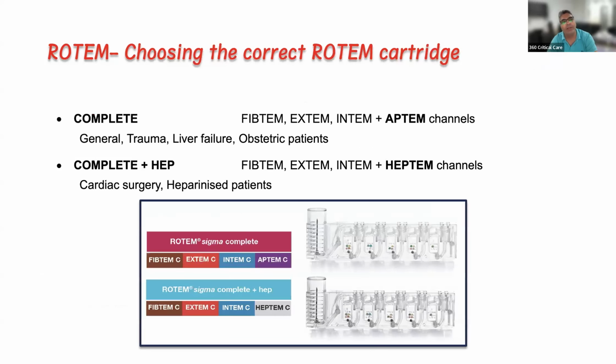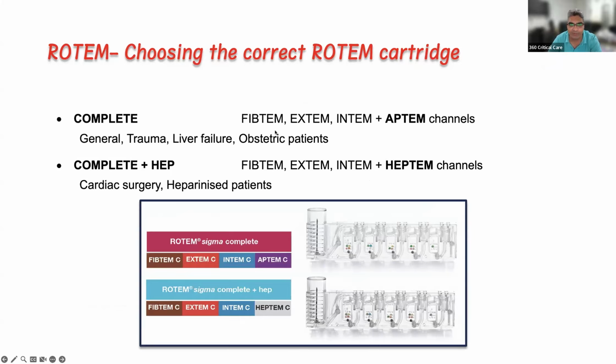Now, there are two types of ROTEM cartridges, where one checks with or without heparin. If you are working in a cardiothoracic unit, you may have a machine which uses a cartridge for heparin or has an additional channel for heparin. It is called the complete plus hep channel. So this is a different channel, and there are two different cartridges for two different results.